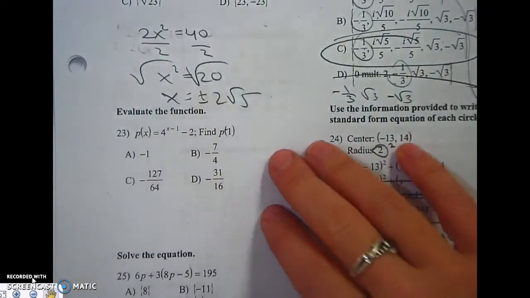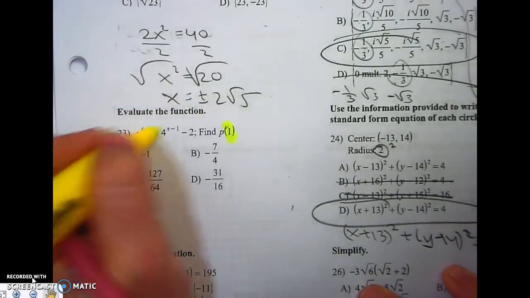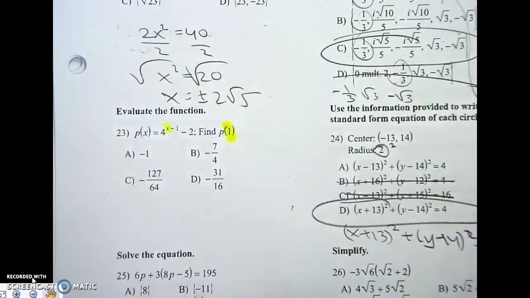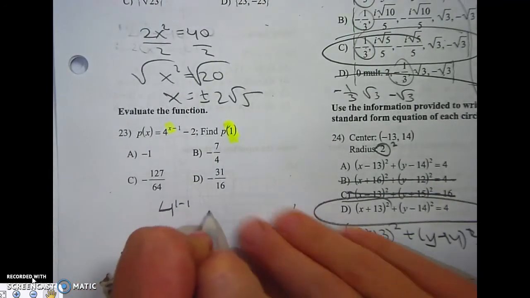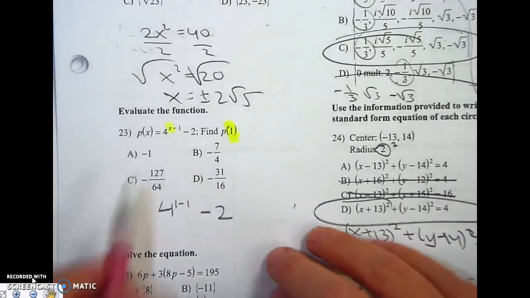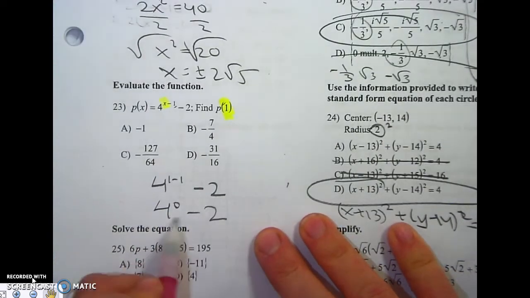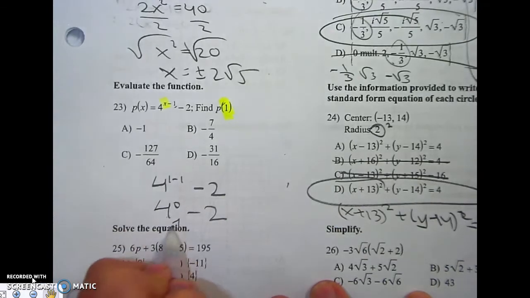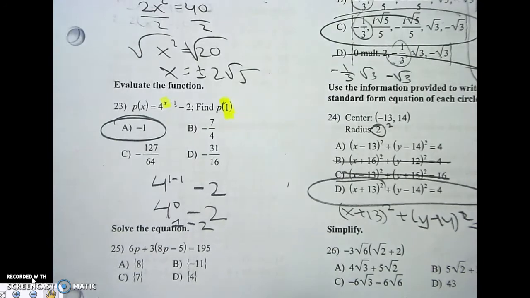All I'm asking for you to do in number 23 is take the value of 1 and plug that in. So I'm going to go 4 to the 1 minus 1, minus 2. Notice these are little, so they say little. 1 minus 1 is 0. Anything to the 0 power is 1. Minus 2, negative 1.